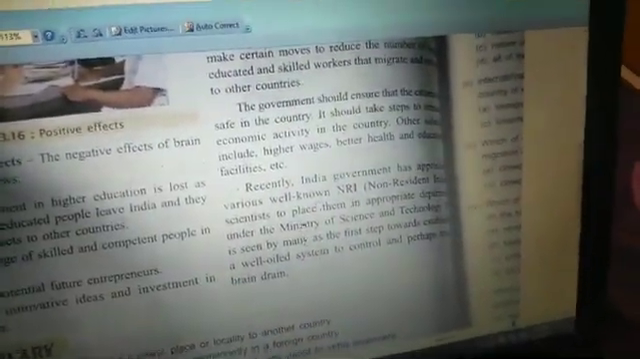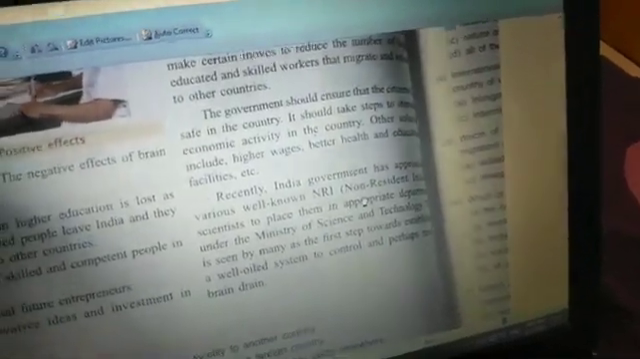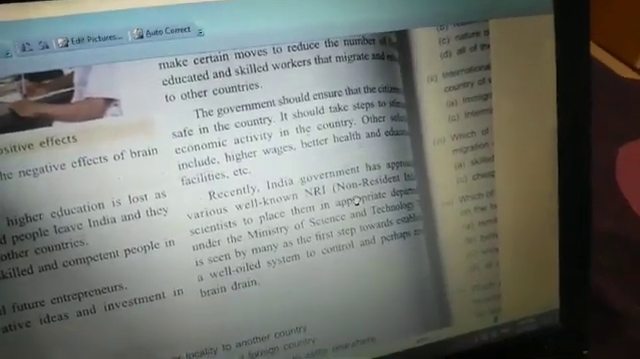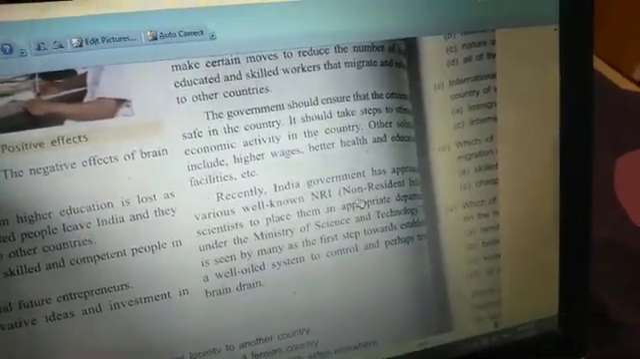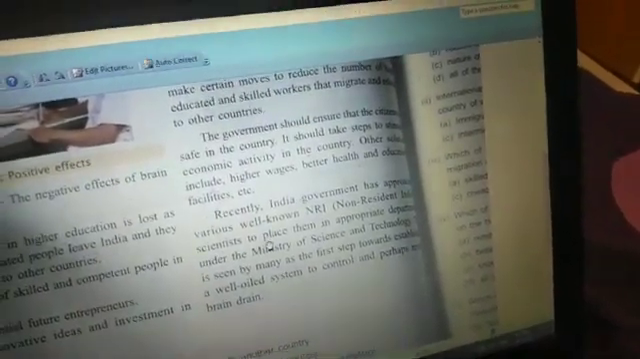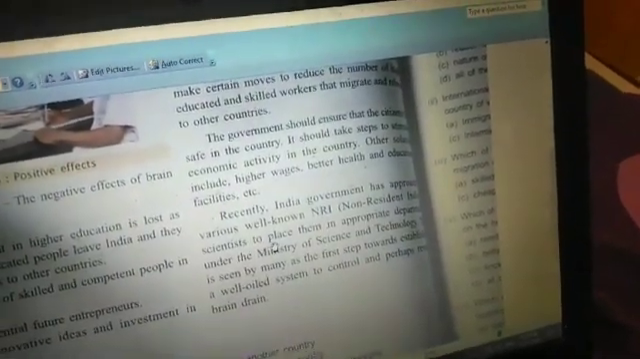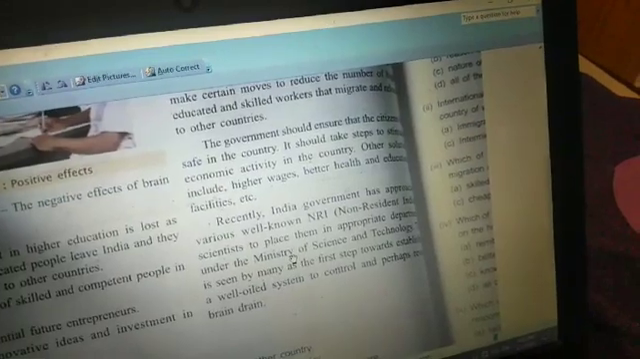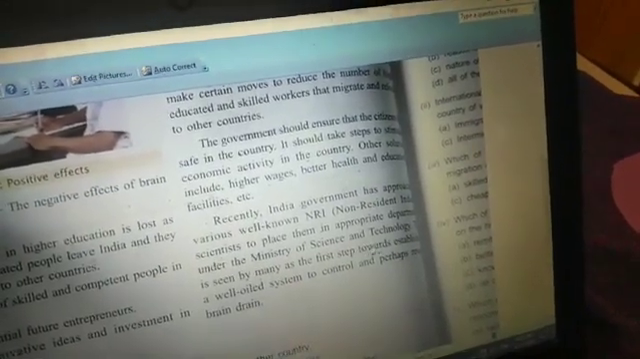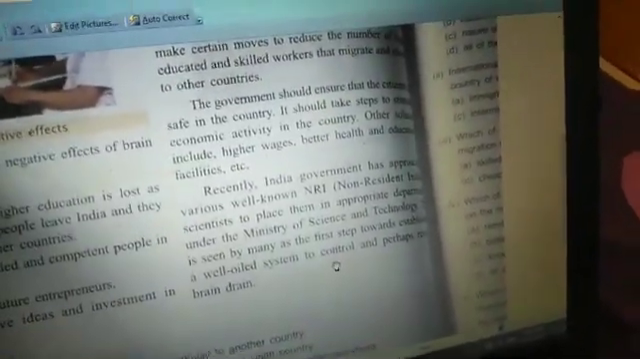And one more important point: recently the Indian government has approached various well-known NRIs, meaning those born in India but presently living in other countries, so they are called NRIs, non-resident Indians. We approached NRI people from various countries to come back to India to start their own business, and they are ready to offer a good job under the Ministry of Science and Technology. In this way, somehow we can control the brain drain and get our qualified Indians back to our home country itself. Understand?